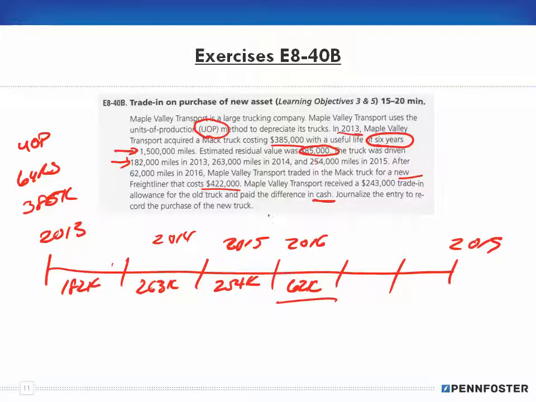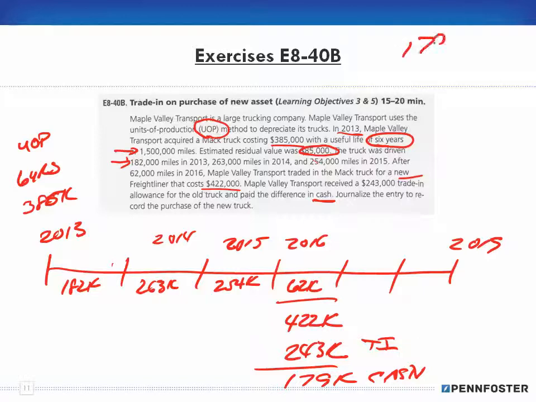At that point in time, a new Freightliner, which cost $422,000, had a trade-in of $243,000 and they paid the difference in cash, which is 179,000 in cash.